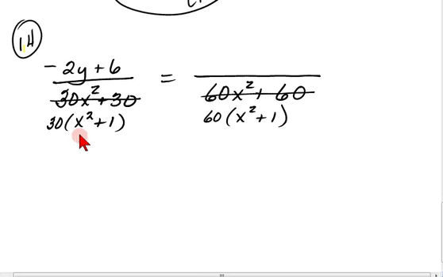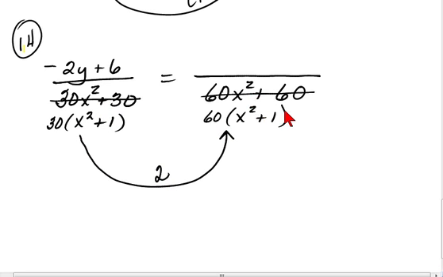If you compare the old to the new, how has it changed? What has it been multiplied by? By 2? And this is another one of those problems where you might not have needed to do the factoring to see that. You might have just looked at 30x squared plus 30 and 60x squared plus 60 and said, oh yeah, that's been multiplied by 2.